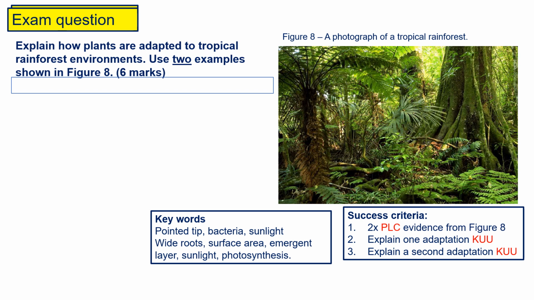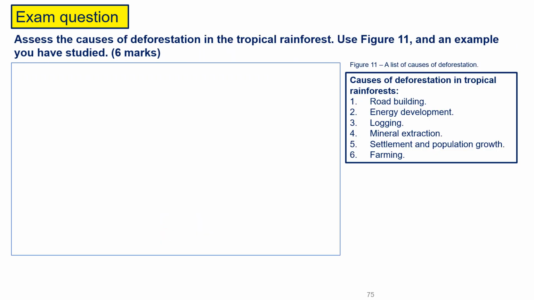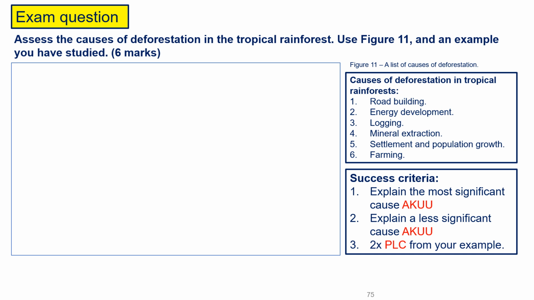And the next question, assess the causes of deforestation in the tropical rainforest. Use figure 11 on an example you studied. To succeed in here, you need an AKUU on the biggest cause of deforestation you believe, and an AKUU on a less significant cause of deforestation. Can you bring in 2 bits of PLC for more examples?